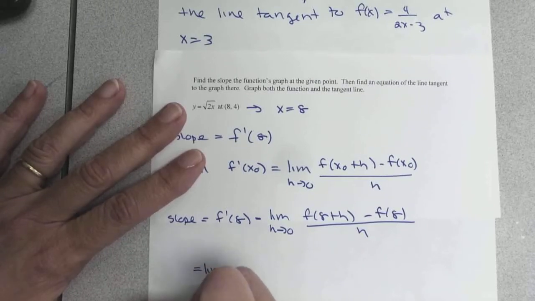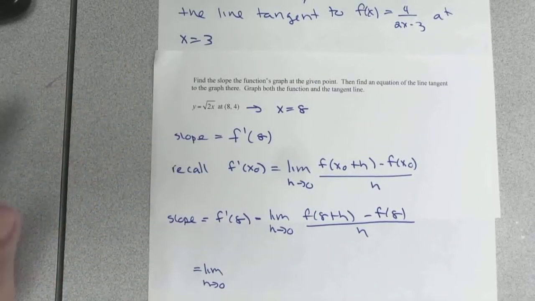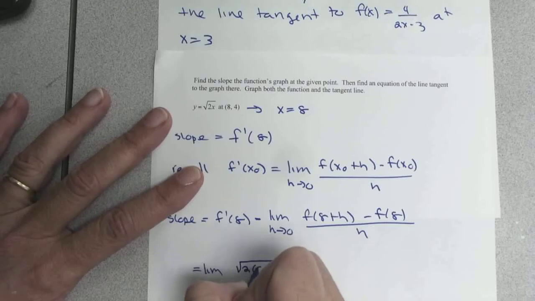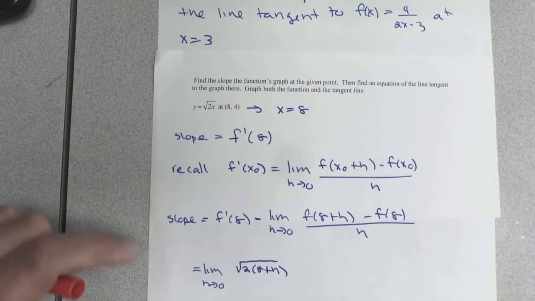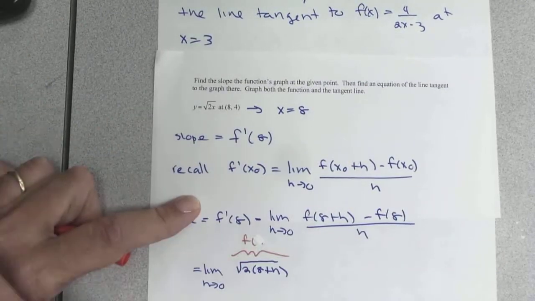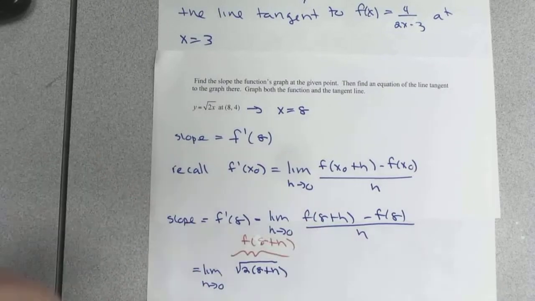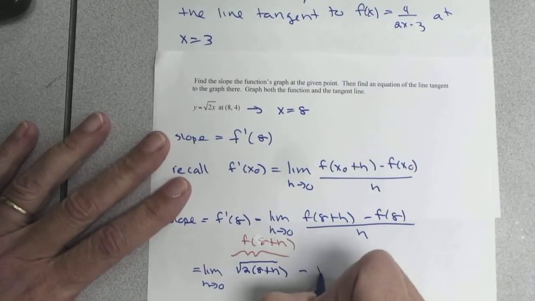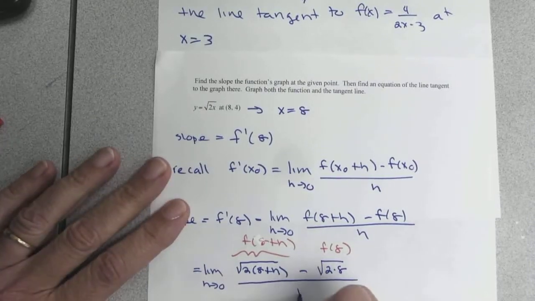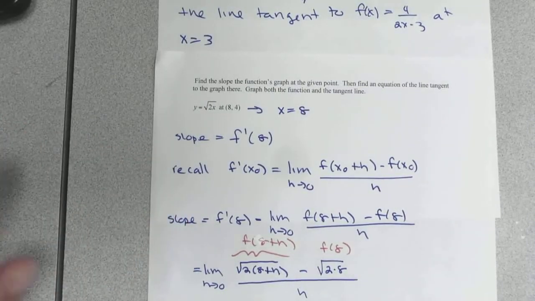First, we find f of 8 plus h. And just remember what that notation means. It means use your formula for f or y in this case. So I changed it to f. Replace the x with whatever's in parentheses. So I'm going to get the square root of 2 times the quantity, 8 plus h. And there is my f of 8 plus h. Then minus f of 8, which is the square root of 2 times 8. So there's f of 8 all over h.